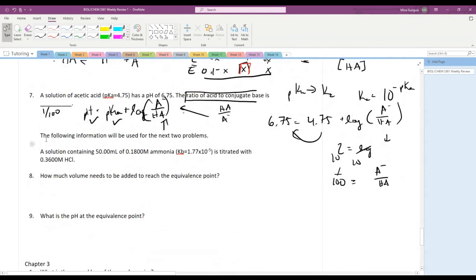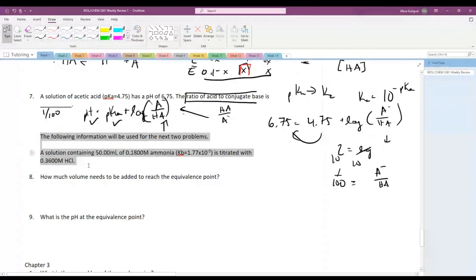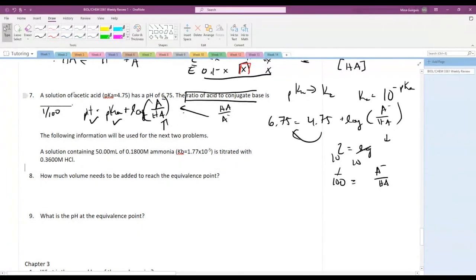So number 8, or I should say, before we start number 8, numbers 8 and 9 will be relevant. We'll have this information for us. The past few questions we've been using acetic acid, which is a weak acid. Now we'll be dealing with ammonia, which is a weak base, and so we're dealing with its Kb.